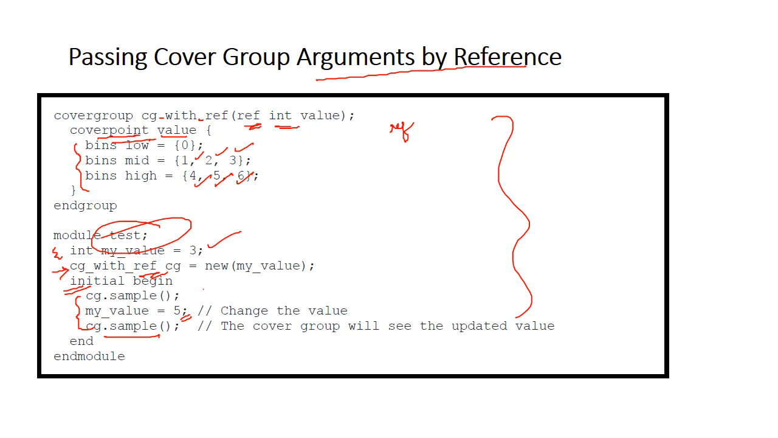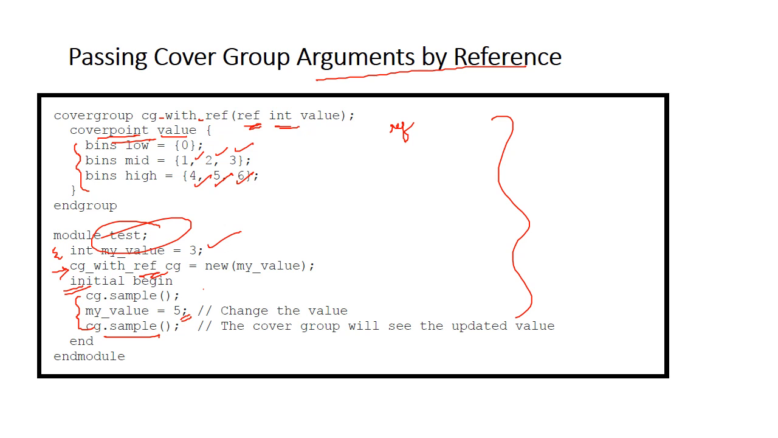Next comes the initial block from begin till end. This block is going to contain the initial procedural code that's going to run at the start of the simulation once again. And then you have a sampling part being done. So cg.sample, the method called, samples the current value of my_value for coverage, which is equal to 5. This samples the updated value of my_value, that is cg.sample, what you can see over here.